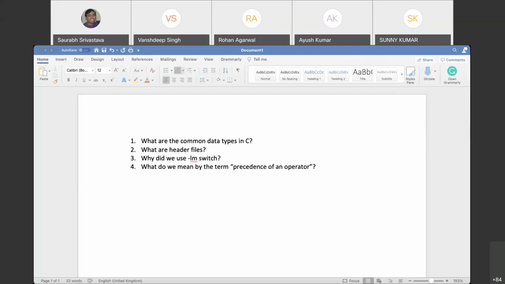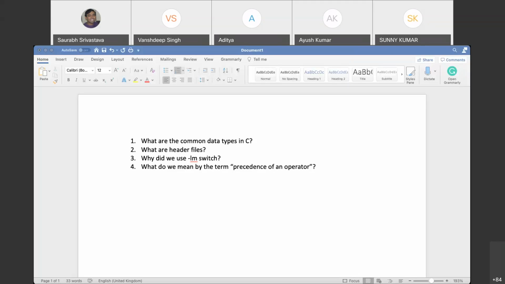Sir, the precedence of operators is just like BODMAS, or sir, in C it uses braces or brackets. So it is similar to BODMAS, because what does BODMAS teach you? BODMAS teaches you that if you have an expression where there are multiple operators, you should evaluate this operator first and this operator next. This is what BODMAS teaches you.